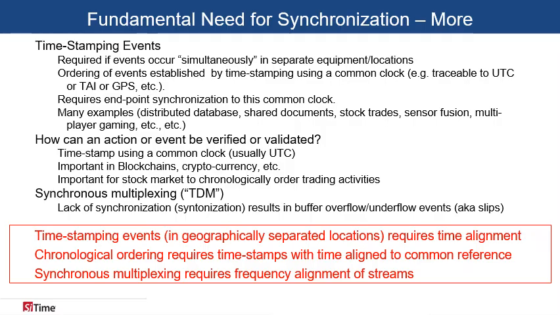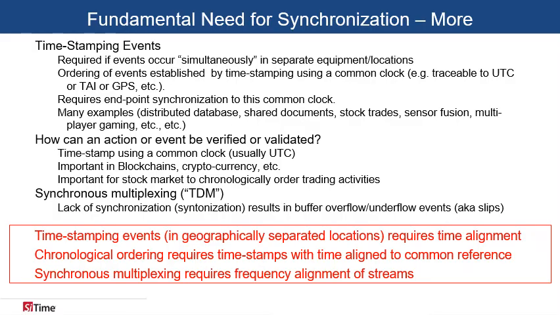Other cases where synchronization is important: think of timestamping events, especially if you want to see which event occurred before another, and especially if these events are in geographically disparate locations. The way to do it would be to timestamp the events with clocks which are synchronized to a common reference. There are many examples of it, like distributed databases, stock trades, sensor fusion, etc. Another good example for synchronized clock applications is in verification and validation. This is best exemplified in the stock market, where timestamps are used to chronologically order trading activities, even across continents.